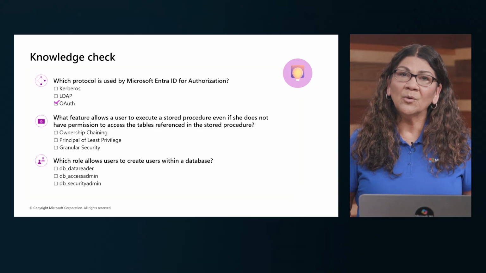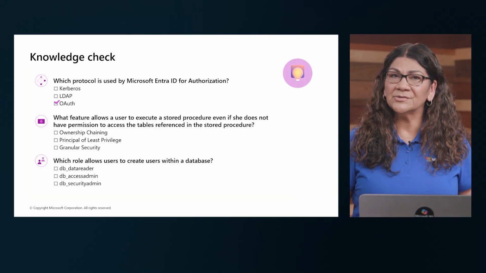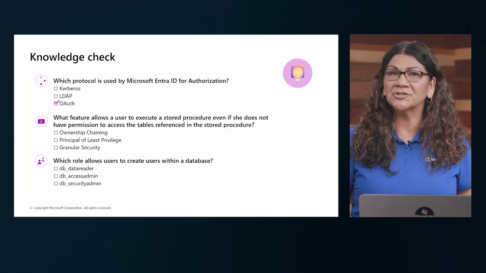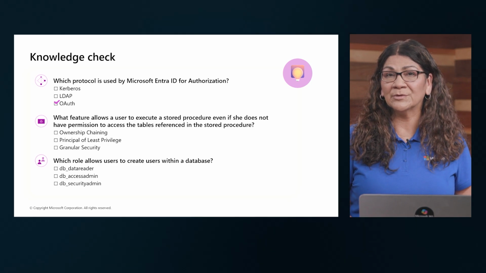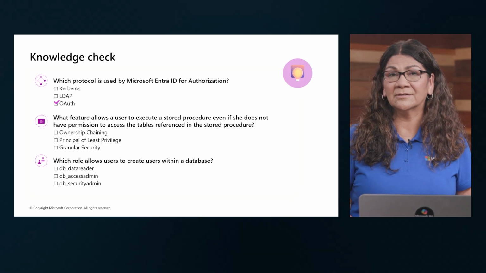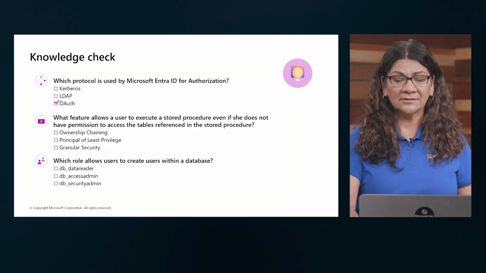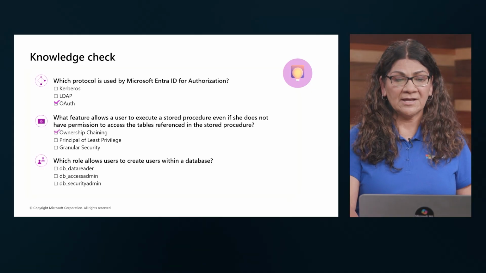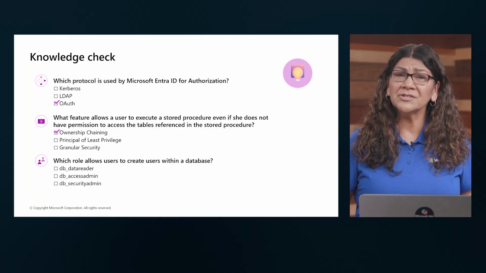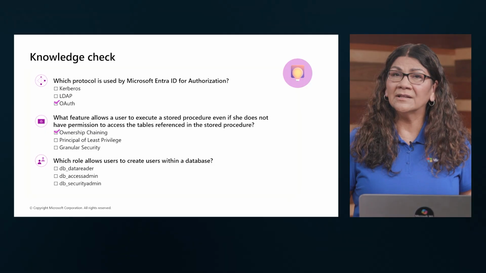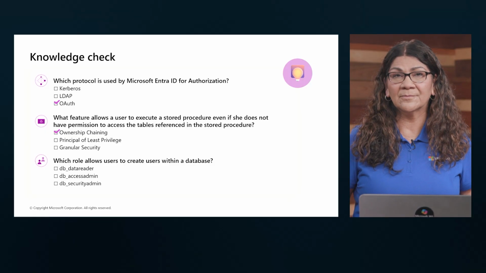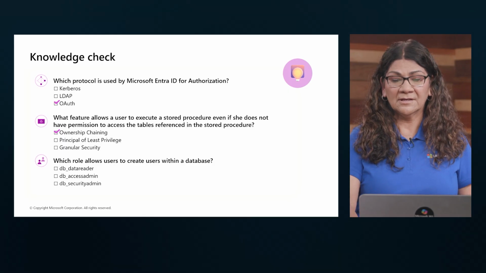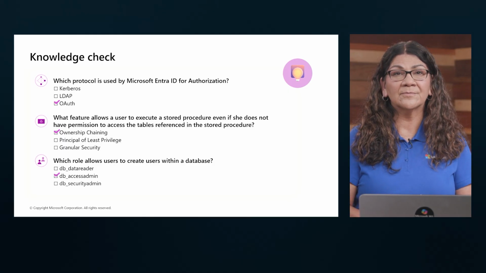Question 2. What feature allows a user to execute a stored procedure even when she does not have permission to access the tables referenced in the stored procedure? Answer: ownership chaining. And then question 3, which role allows users to create users within a database? Answer: DB access admin.